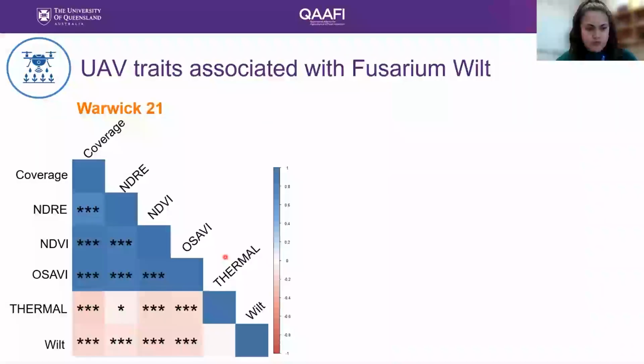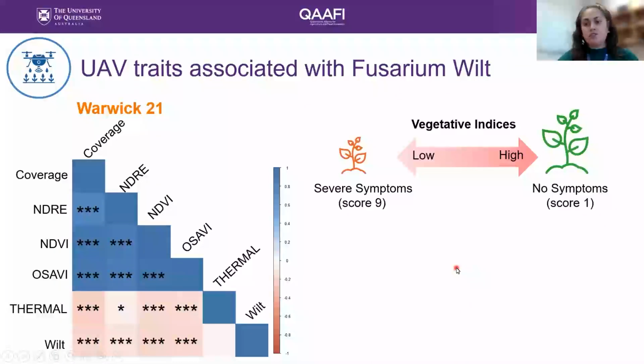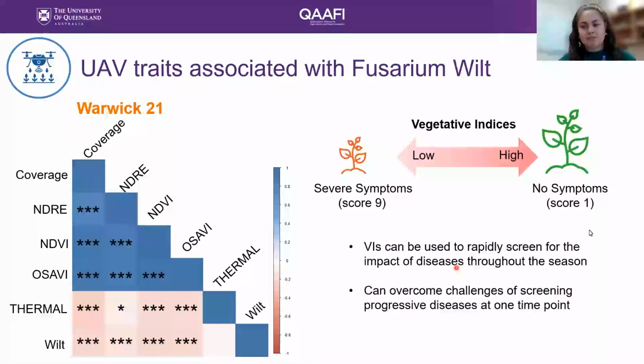When looking at the wilt score compared to the UAV traits, we did find a significant relationship with the vegetative indices, but not with the thermal variable. Essentially, a high vegetative index was linked to plants that had no symptoms, able to accumulate high biomass and greenness. I guess why this is really cool is because flying the drone across the field took only 20 minutes compared to the 3 to 4 hours. And you lose that subjectivity because you're getting data from a machine.